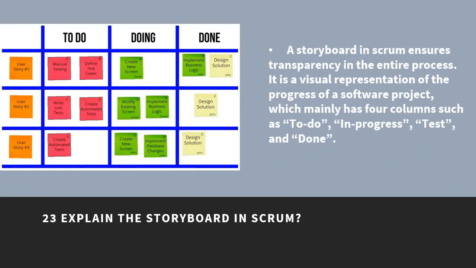What is a storyboard in Scrum? A storyboard in Scrum ensures the transparency in the entire process. It is a visual representation of the progress of a software project, which mainly has 4 columns such as to do, in progress, test, and done.